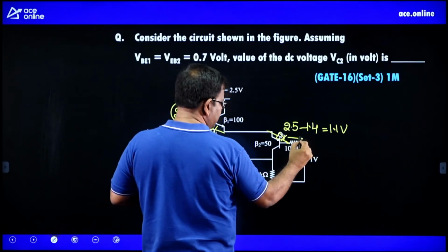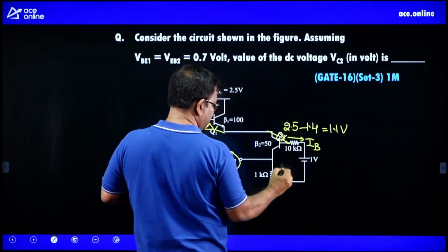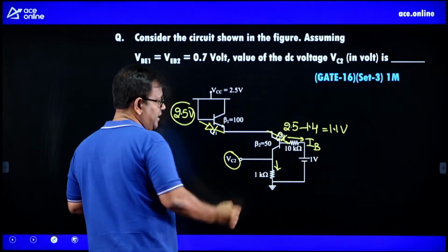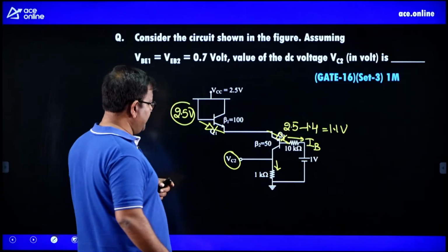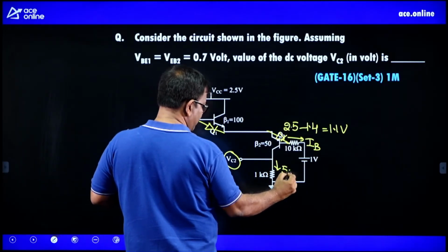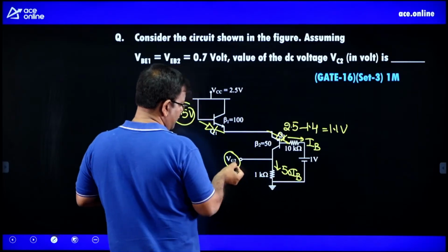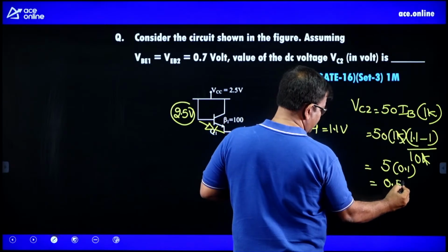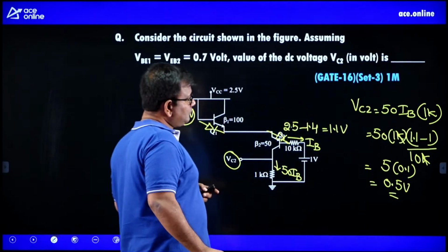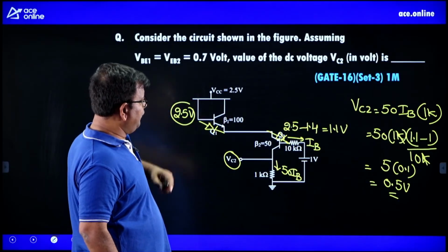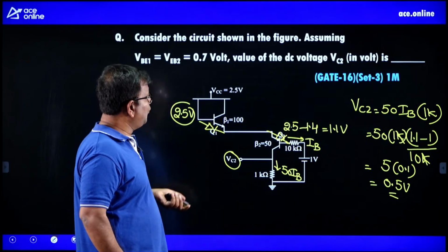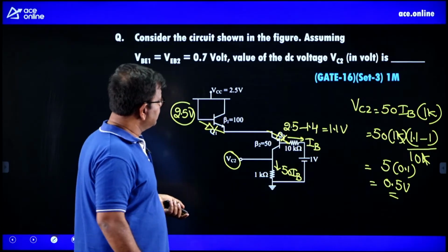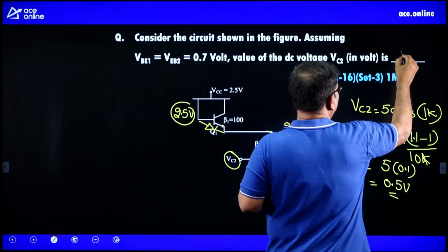So if this current is IB for this transistor, this is going to be beta times IB, and beta is 50, so 50 IB. So let's calculate Vc2 right away. 5 into 0.1 is 0.5, so I think 0.5 is the right answer, so it's 0.5 volt.